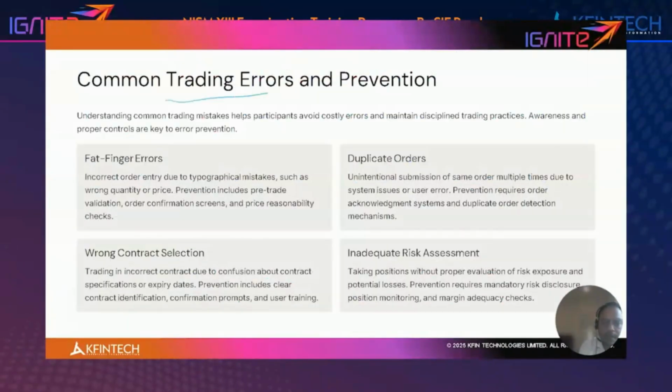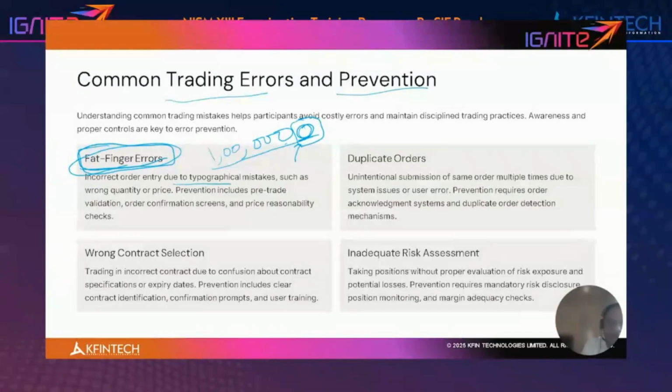Now, what are the common trading errors and how do you prevent them? Fat finger errors. Suppose I wanted to place an order of this amount, but by mistake I placed one more zero over here. These types of errors are known as fat finger errors: incorrect orders due to typographical mistakes, such as wrong quantity or price.